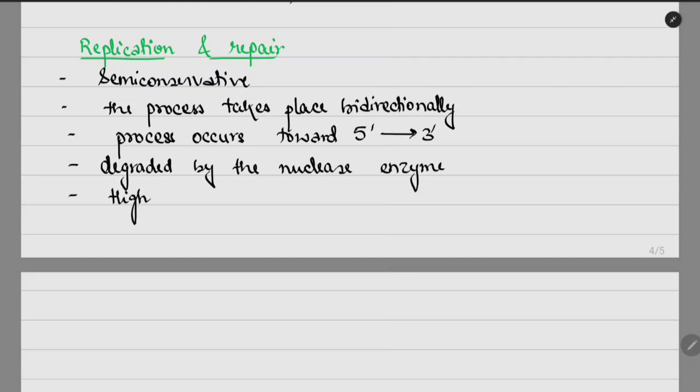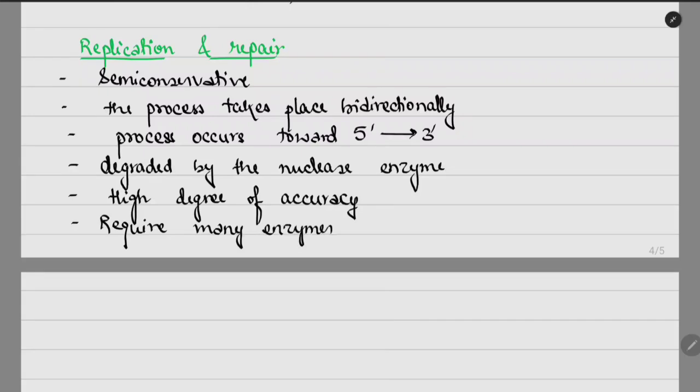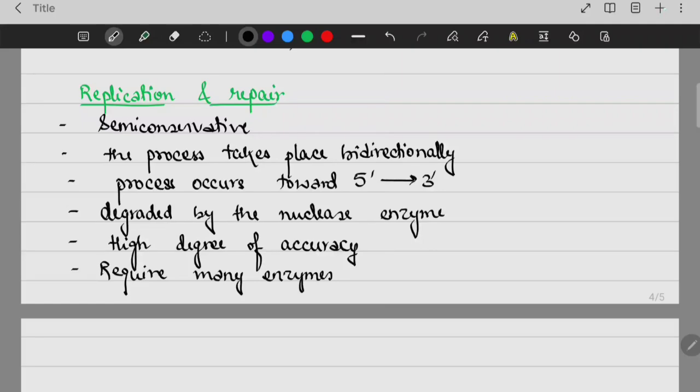If accuracy is low, then there will be mutations, and mutations will lead to altered protein formation or altered function of the cell. So it can be lethal also. High degree of accuracy. This is a very important point, accuracy. It requires different enzymes. The enzymes include the DNA polymerase, helicase, topoisomerase, etc. It requires many enzymes. Okay. Now I should show you a diagram here.